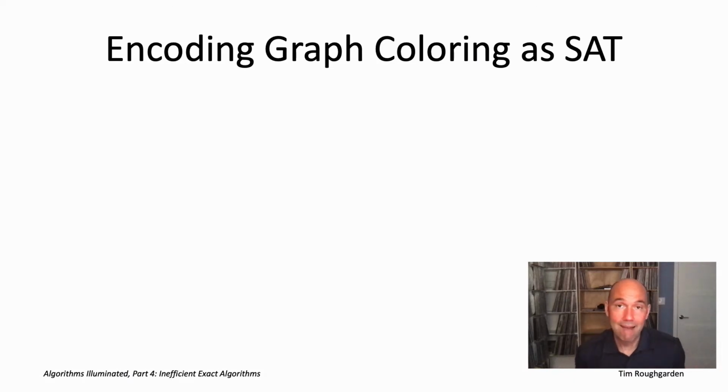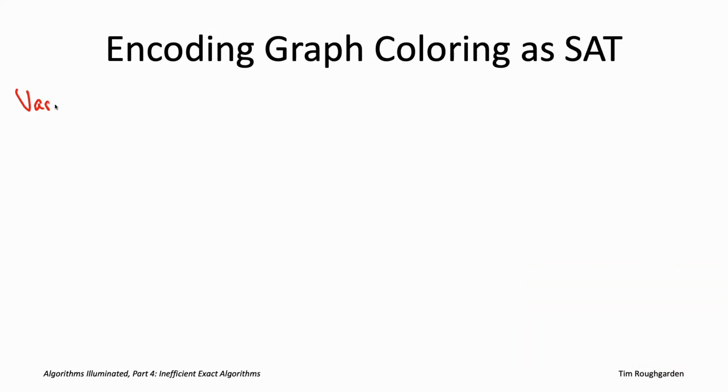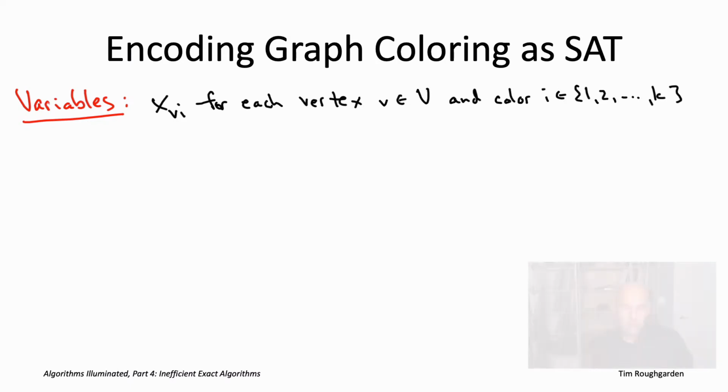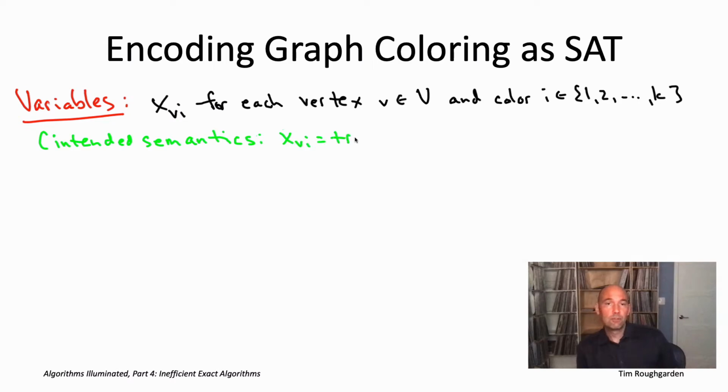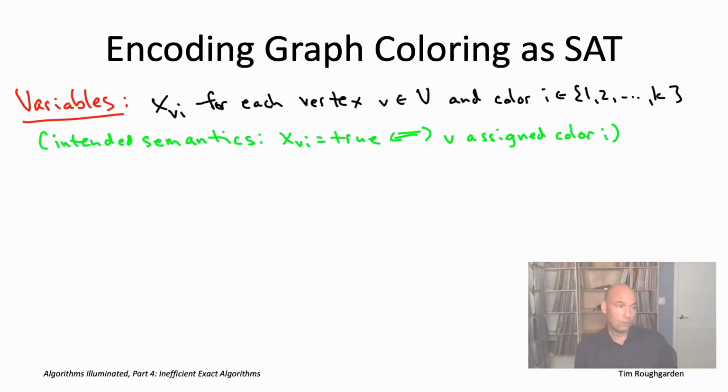So how are we going to encode a graph coloring problem as satisfiability? All we have to work with is Boolean variables, but it seems like we'd really like to have variables that could take on k different values. Well, it's going to be a very simple fix. We're just going to have k Boolean variables per vertex, corresponding to the k different colors that might be assigned to that vertex. So the intended semantics here is that x sub v,i should be true if the vertex v is assigned the color i. If it's assigned any other color, then x sub v,i should be false.